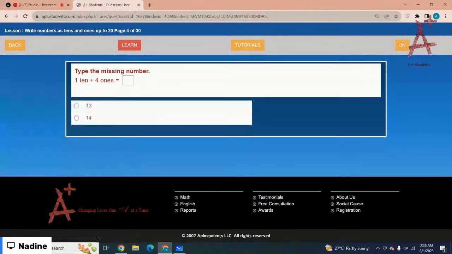Okay, the next one is 1 ten and 4 ones. So which is the correct option? So 4 is at the ones position and then you have 1 at the tens position. So it would be 14. The correct option is 14.